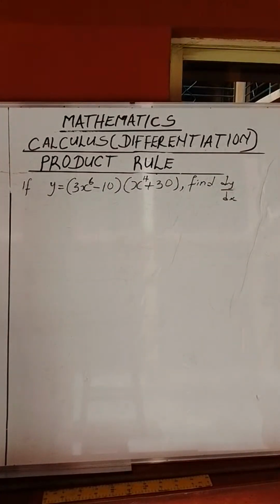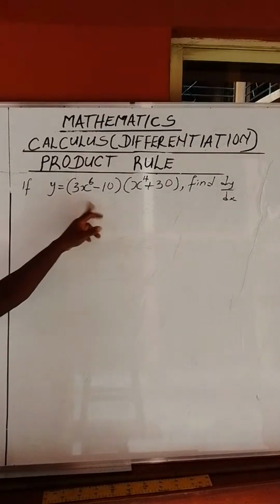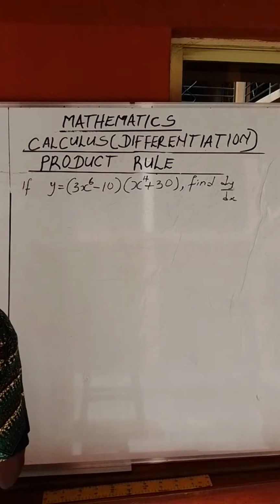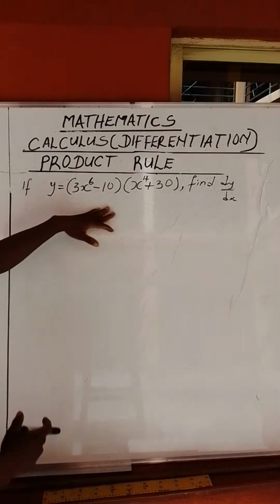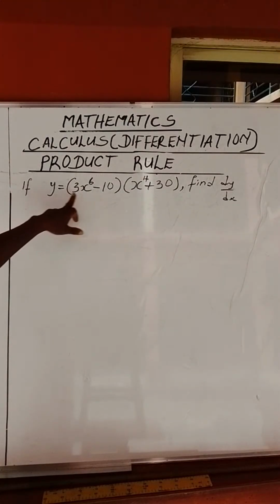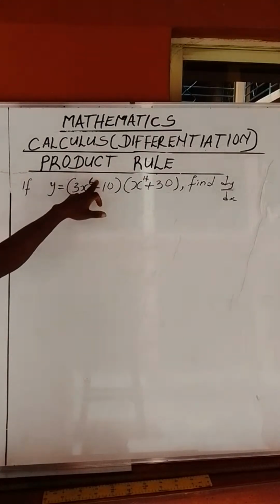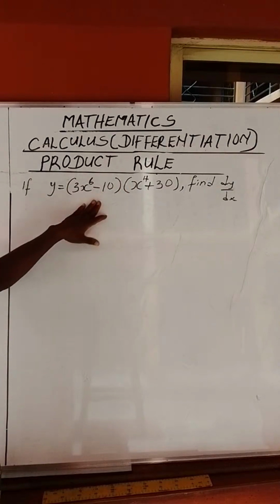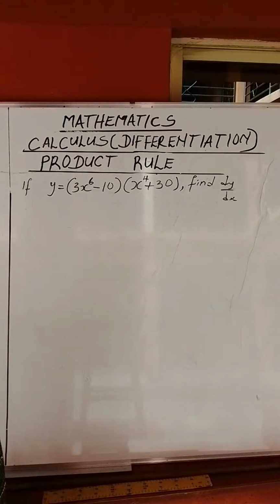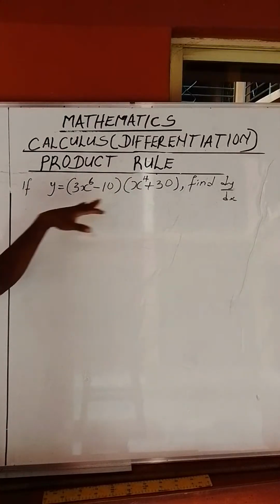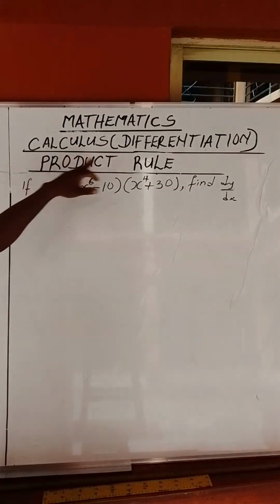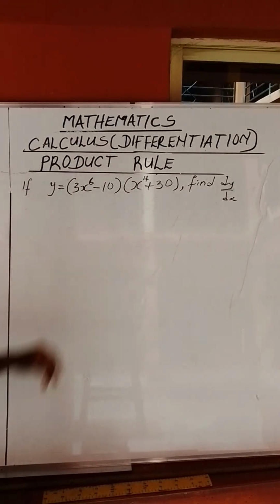So this is the third question for today. Here we are given y equals 3x raised to 6 minus 10 in the first bracket, and here we have x raised to 4 plus 30. These are the terms we have, and you can see they are multiplied by each other. So we have to use the product rule to solve this problem today.